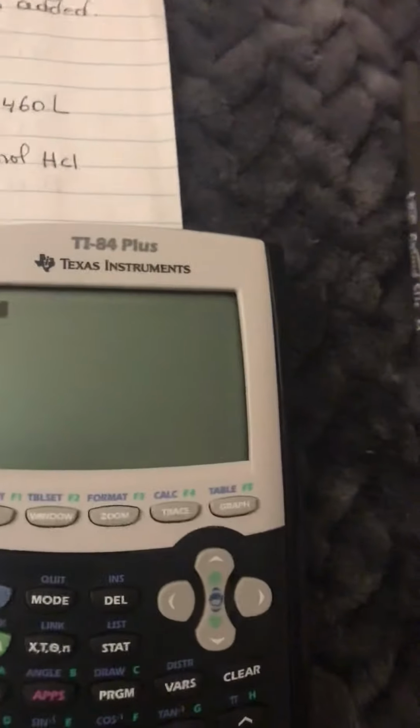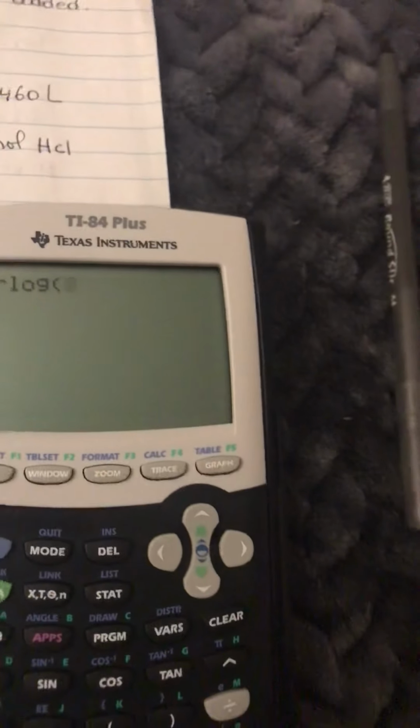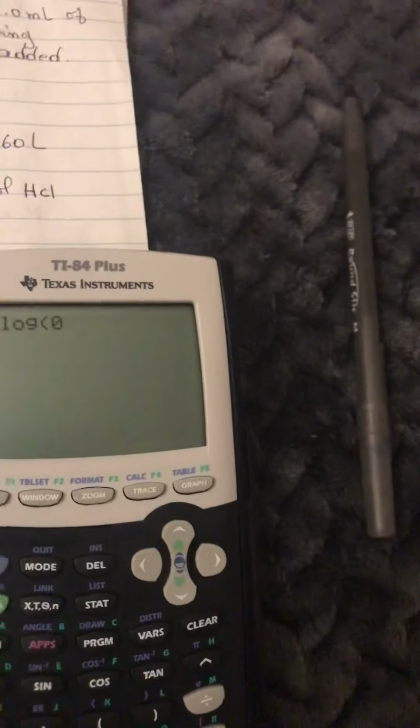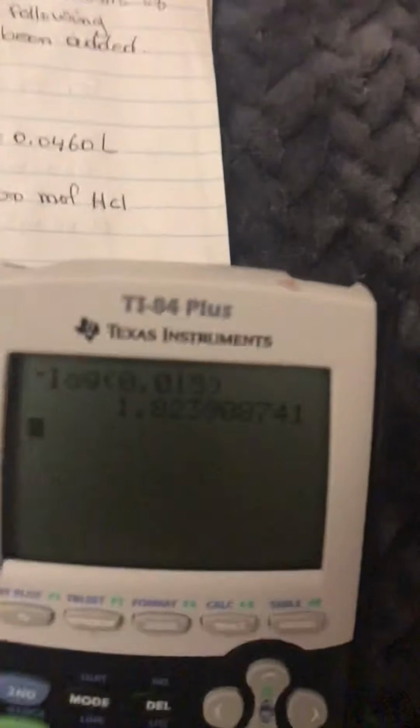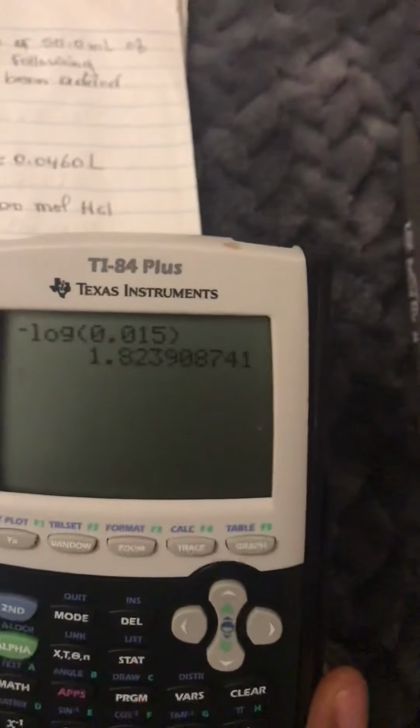If I use my calculator here to find that, I have minus log of 0.015. I end up with 1.82.